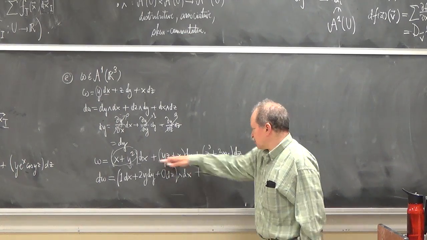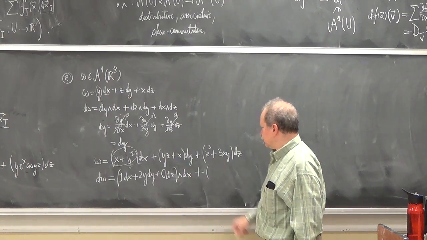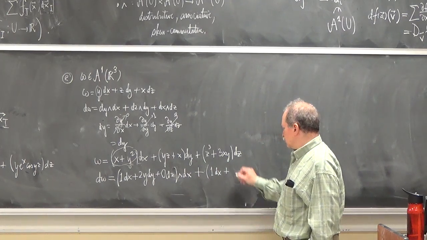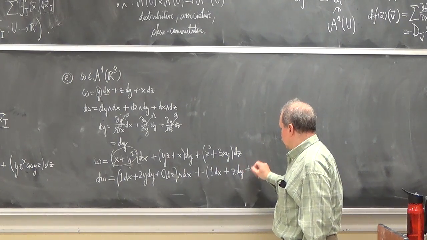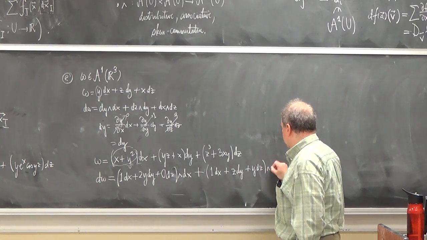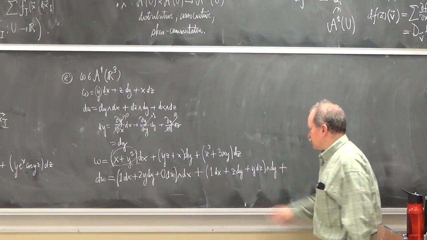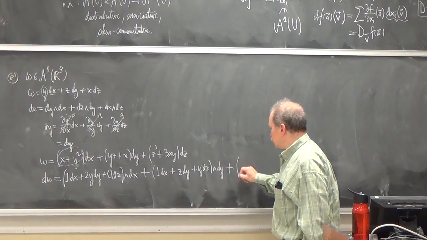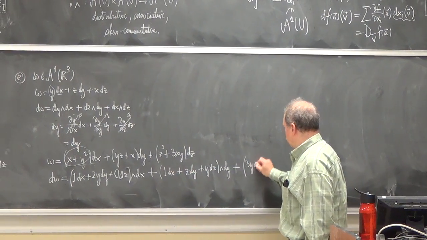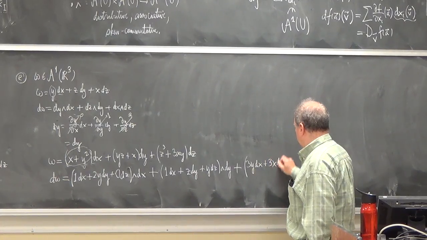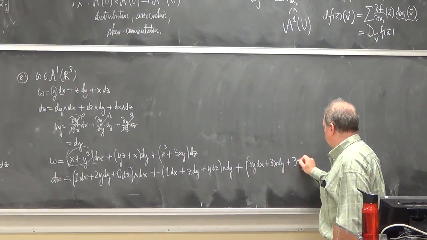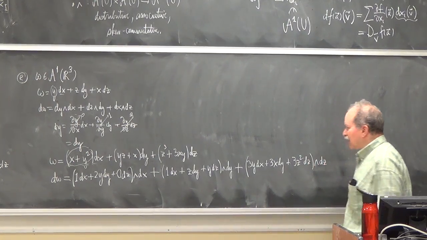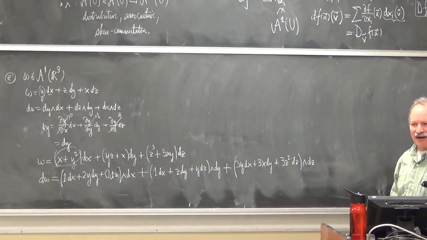What's d of this term? 1 dx, plus z dz, all wedged with dy. Now what's d of this term? 3y dx, 3x dy, 3z squared dz, all wedged with dz. Now, let's simplify.